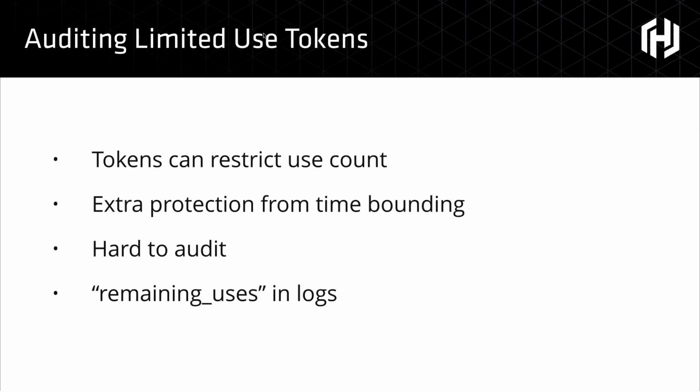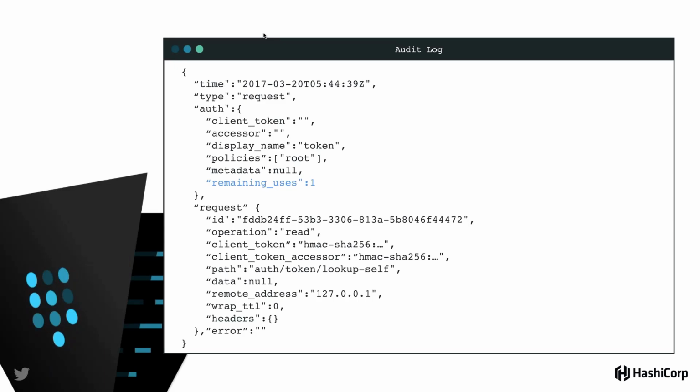Improved auditing of limited use tokens. We can generate access to Vault that says this user is allowed to perform 1 operation or 5 operations. It was hard to audit exactly how many operations were used before. Now this just shows up in the audit log in a very obvious way. We can see the number of remaining uses for every request.